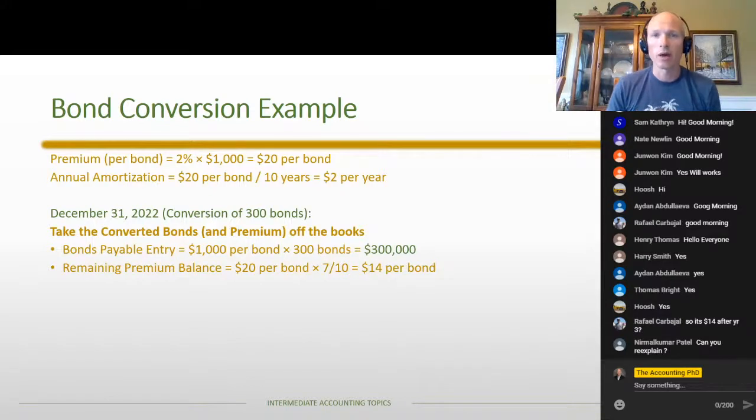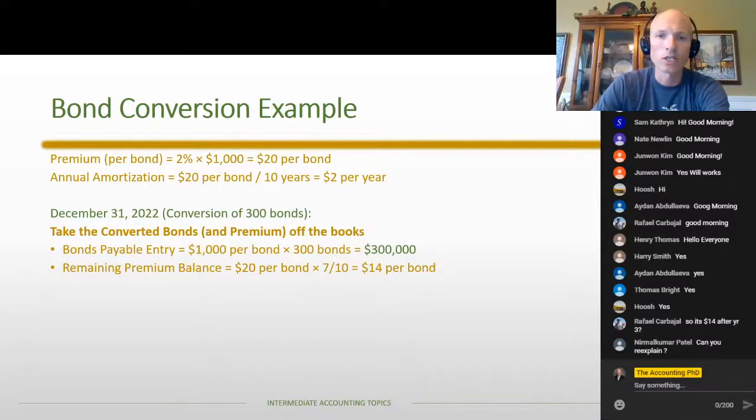The other way to think about it, which is the way I most commonly think about it, is to say, well, how many years remain in this bond's life? Well, we're at the end of year 3, which means there are 7 years left. And since there are 7 years left on this 10-year bond, it means that 7/10 of the premium balance must continue to exist at the time of the conversion, which again, 7/10 of $20 per bond is 14. So again, that's the two ways to think about it.